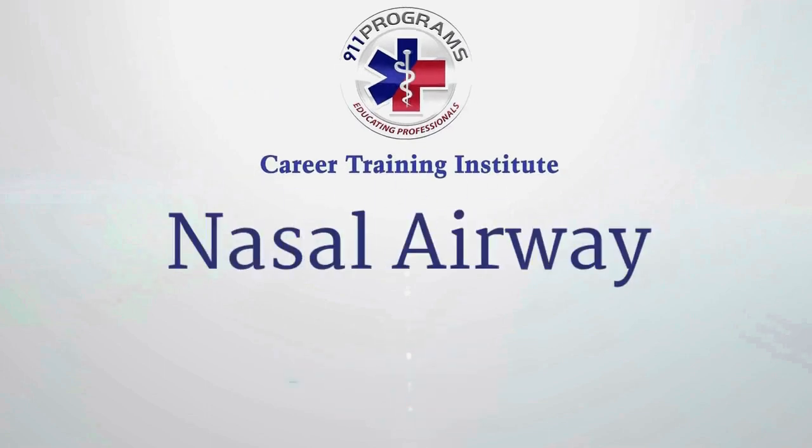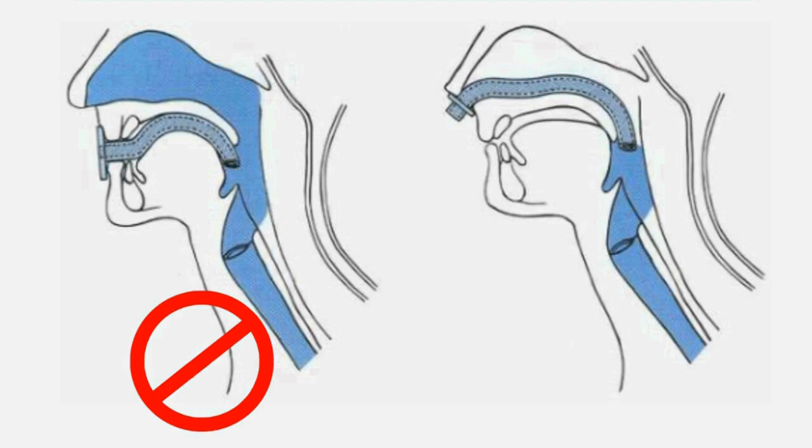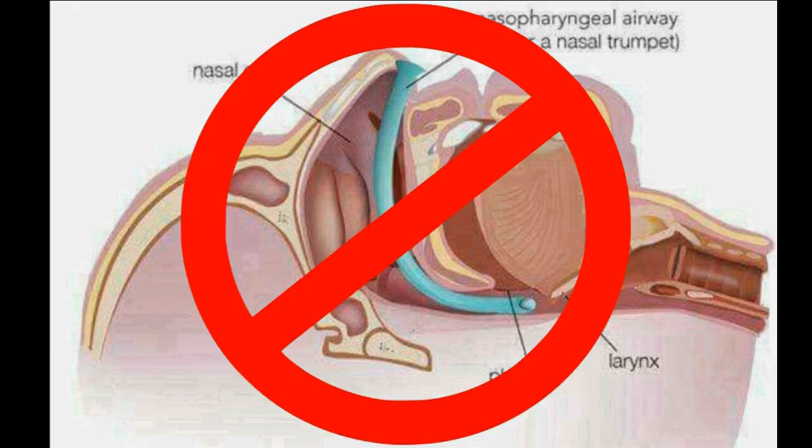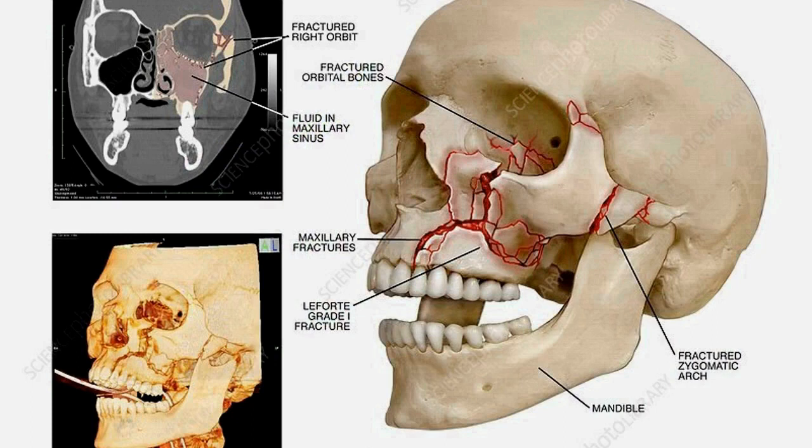Nasal airway. Patients who need an airway device but cannot tolerate an OPA because they are semi-conscious or still have a slight gag reflex should receive a nasal airway if not contraindicated. The nasopharyngeal airway, or NPA, is contraindicated in any patient with known or suspected trauma to the face or head.